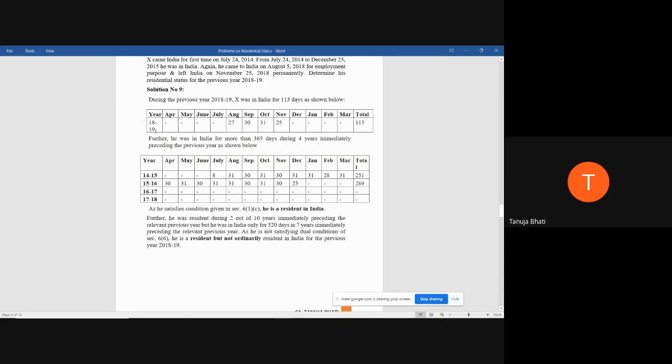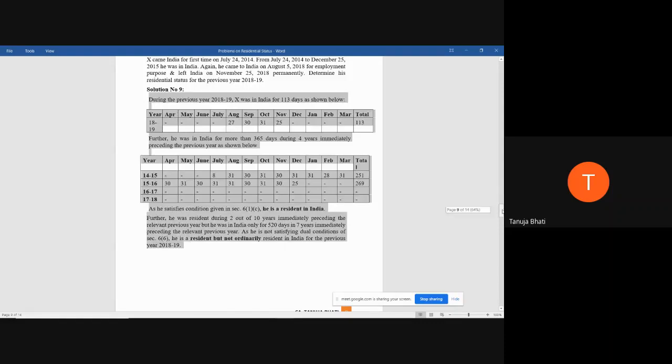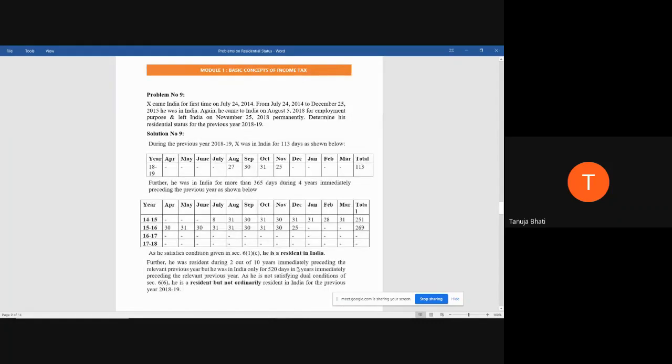Now, did you all understand this solution of problem number 9? Students, have you all understood the solution of problem number 9? Yes, ma'am. Everyone?